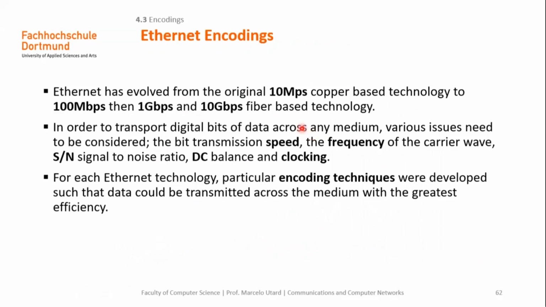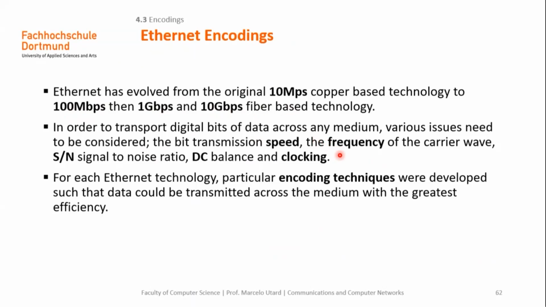Then, in order, for instance, to understand the encoding used in the Ethernet technologies, we need to remember that Ethernet has evolved from the original 10 megabit per second copper-based technology to 100 megabits, then 1 gigabit, then 10 gigabits, and so on, fiber-based technologies.